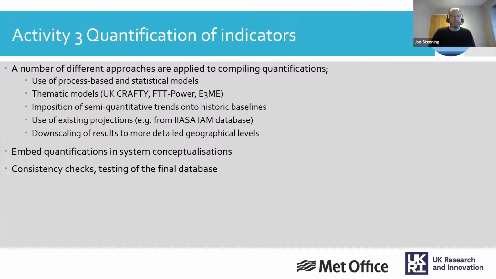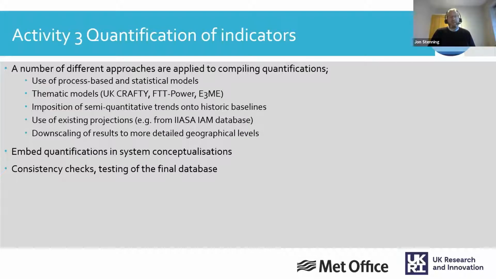We're also using what I've described here as thematic models. These are models that are designed and used already by the UK research community to explore some of these different issues. So, for example, UK Crafty looking at land use, FTT Power, which is a technology diffusion model that looks at the evolution of the power sector, and E3ME, which is Cambridge Econometrics' macroeconomic model. So a range of these different models to explore how some of these areas are interlinked, and to use those to explore these different SSP futures based on a specific set of inputs to the models.